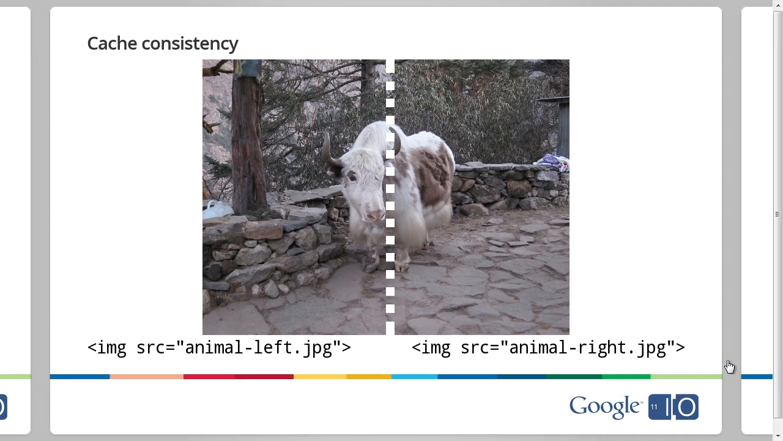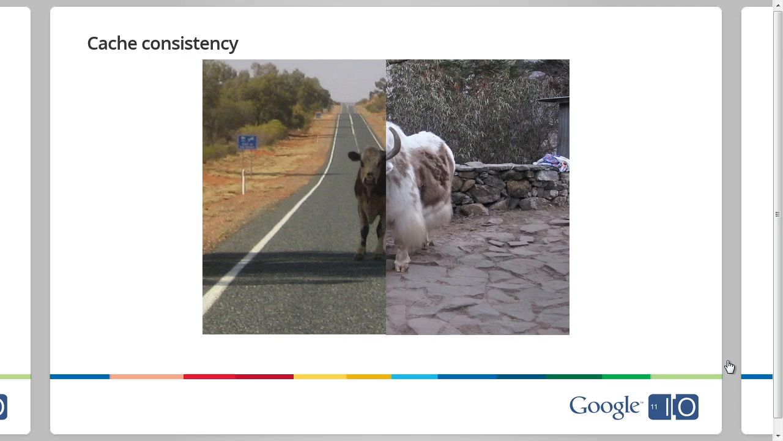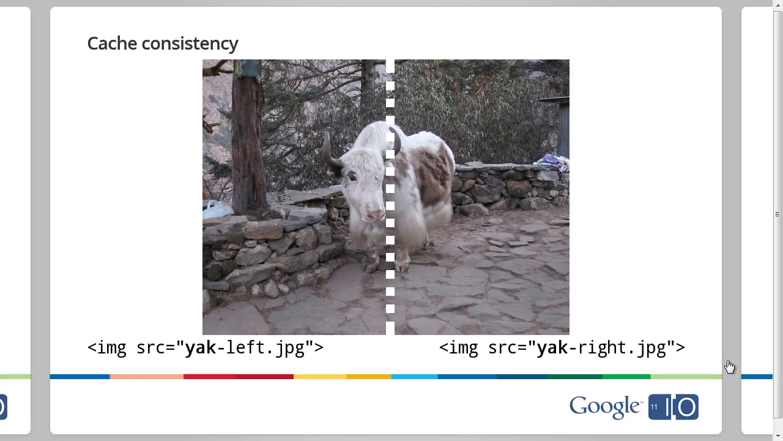So when the user goes to load the favorite animal page, when they load animal left, it hits the cache, and the cow is still in cache. So animal left is the cow. But animal right has been evicted from the cache, and so the user's request goes all the way back up to the end server, and they get a yak. So now they see half a yak and half a cow. Not so good.